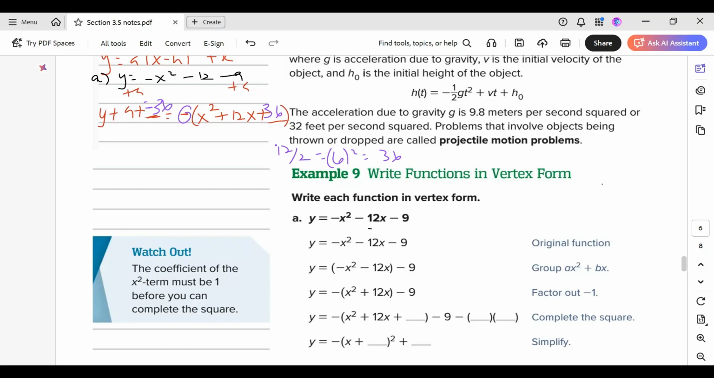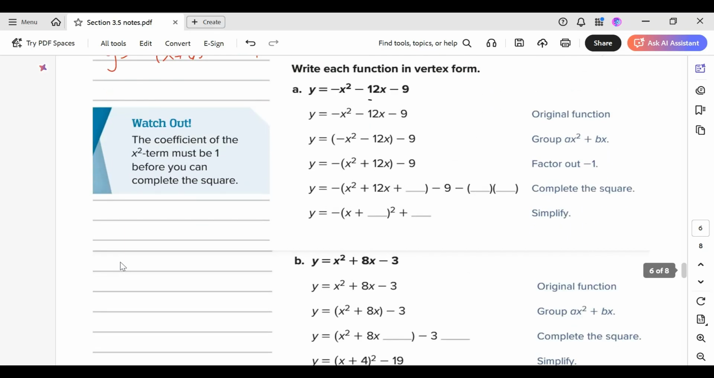So now we become y minus 27 equaling negative parentheses x plus 6 squared, because I used perfect square trinomials. And then I'm going to add the 27 back over. So in vertex form, it's y equals negative parentheses x plus 6 squared plus 27 for letter A.